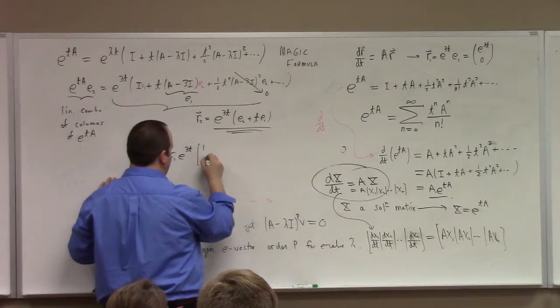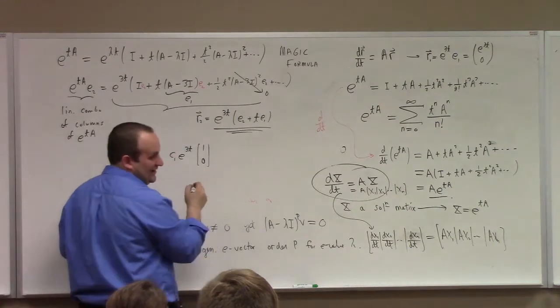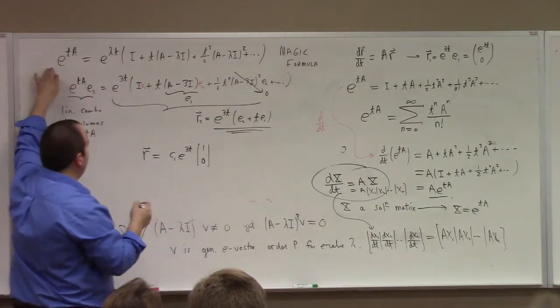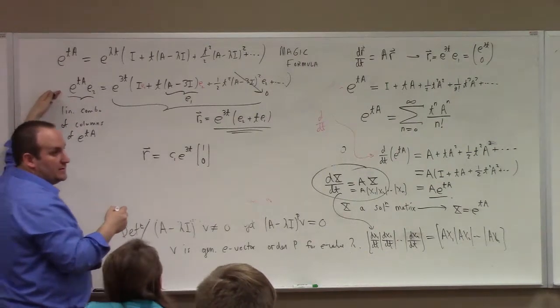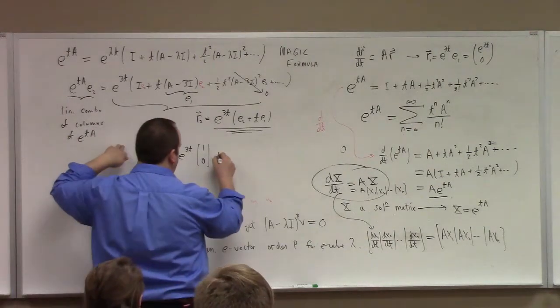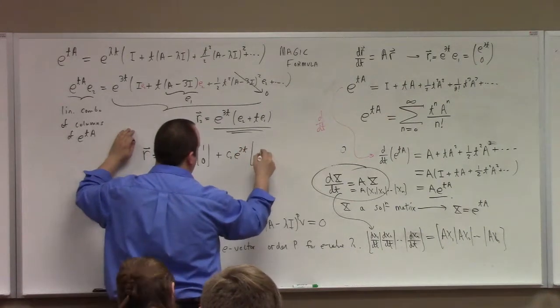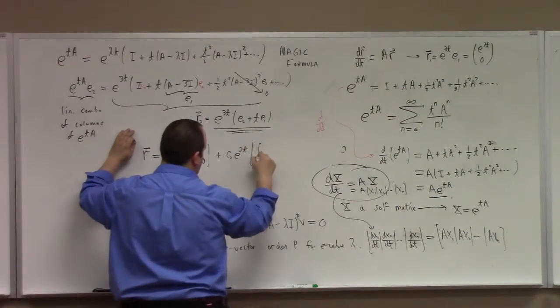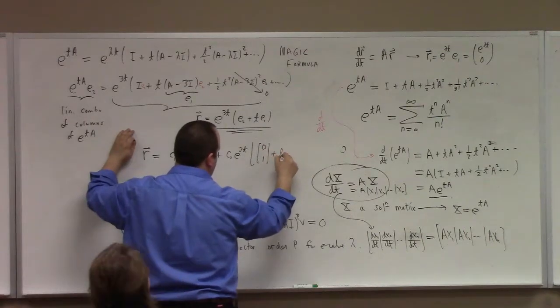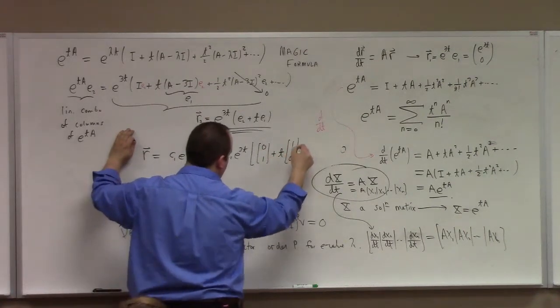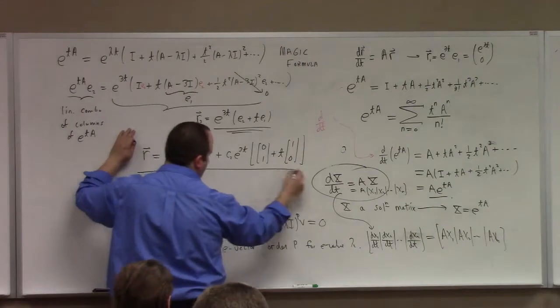Let's see, a is the same as it was in the... Yeah, now I'm applying this magic formula to the a we were looking at. And so the solution in that one is c2 e to the 3t times 0, 1 plus t times 1, 0. And there you go, that's the solution to this 2 by 2.